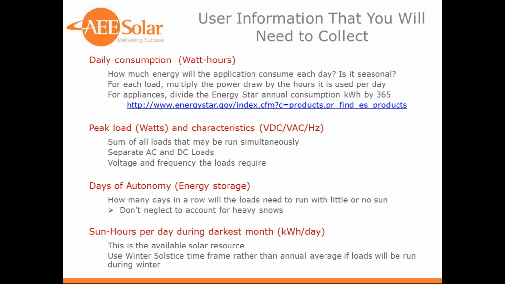And then we need to know about the site and what the sun hours per day are during the darkest month of the year at that site. And generally, again, with off-grid, we use the winter time. It says winter solstice here, but we use the winter time figures because we need to look at the worst case scenario of being able to produce enough energy to run the loads in the house or building. And usually if we size for the winter, we'll have excess power in the summertime, but that's okay. It's certainly better to have too much than too little.